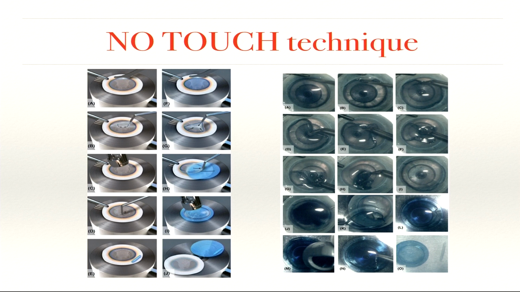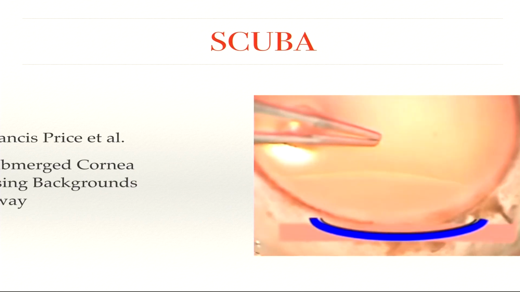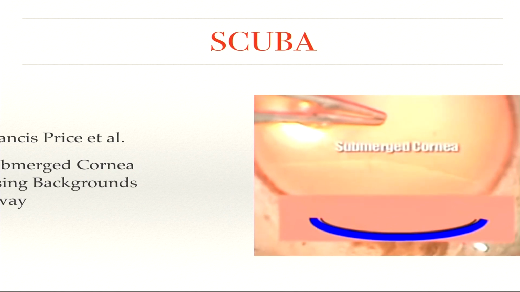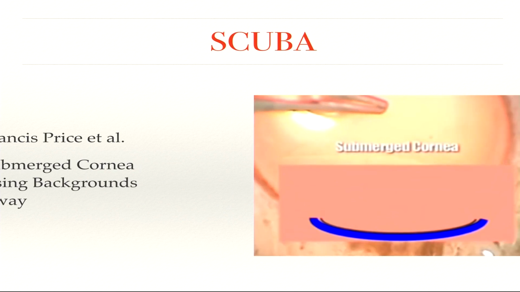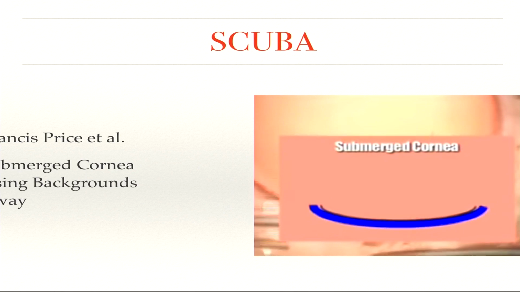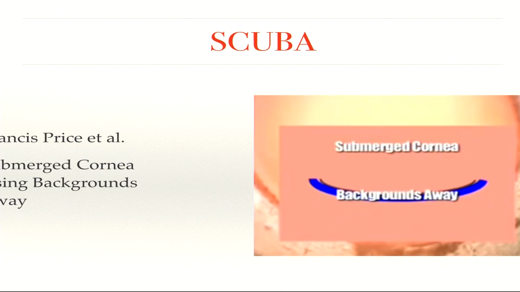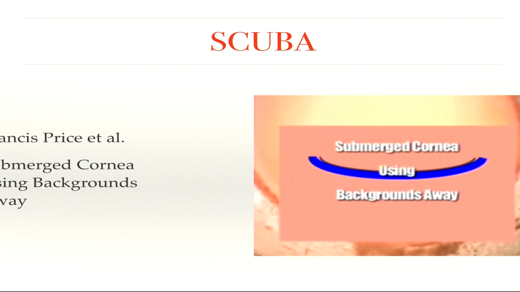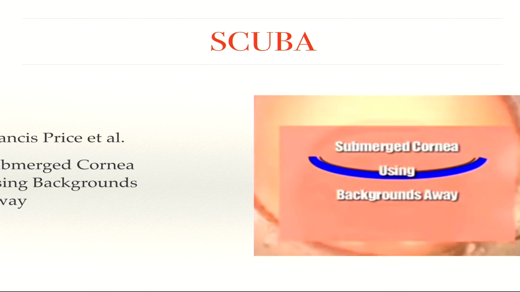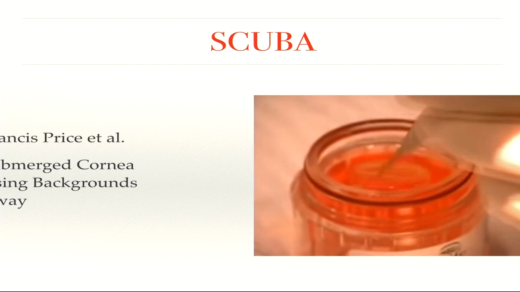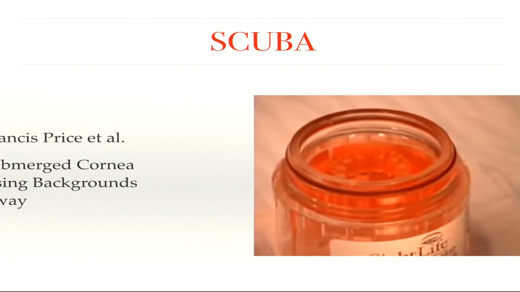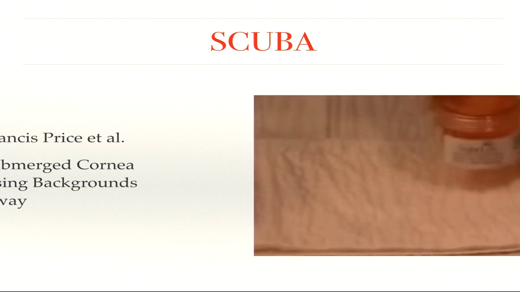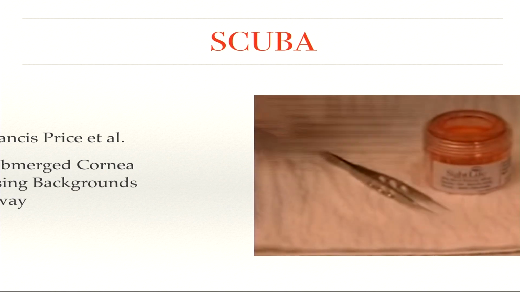So you're not really touching the area which you're really inserting into the eye. In the SCUBA technique, you are basically using the same chamber in which the tissue has come, and you're using the glow from the microscope. It's important to tilt the microscope a little bit while doing this, and because it's under fluid, the surface tension is reduced and it becomes a lot safer. SCUBA stands for submerged cornea using backgrounds away, and the background is blurred, so your visibility is much, much better.